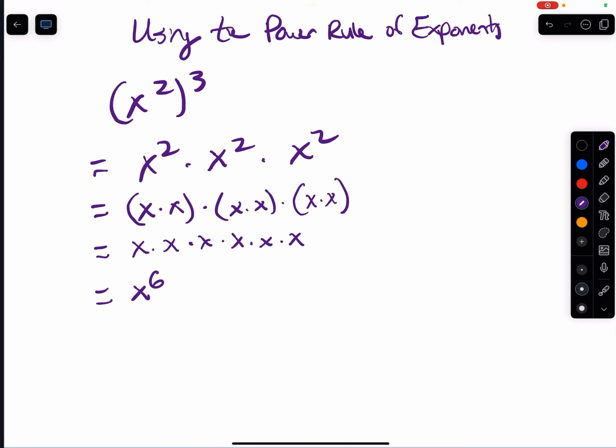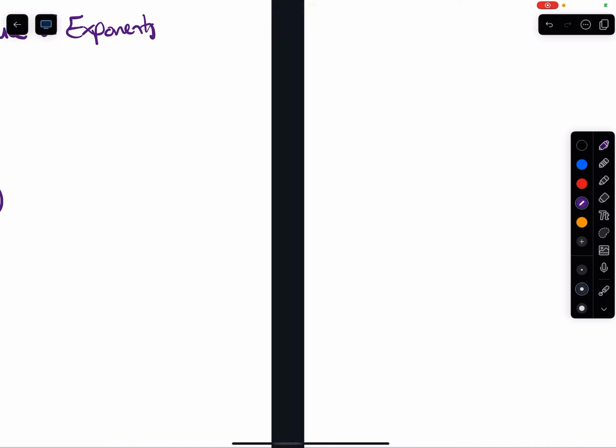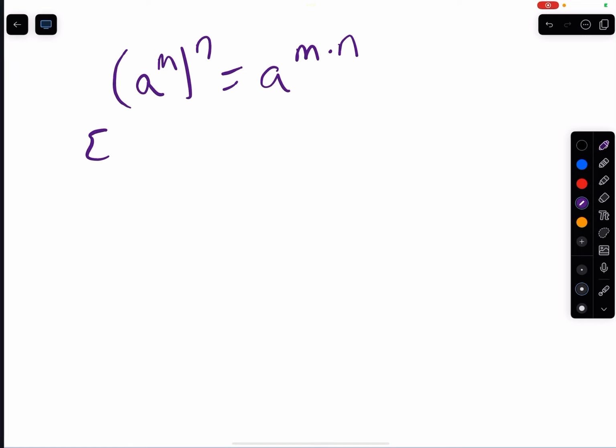So we can write that as a more general rule to say that if we have a common base a, raised to the m power, and that whole quantity is raised to some n power, then that's just equal to a to the m times n. You can multiply the exponents together. Let's do an example.